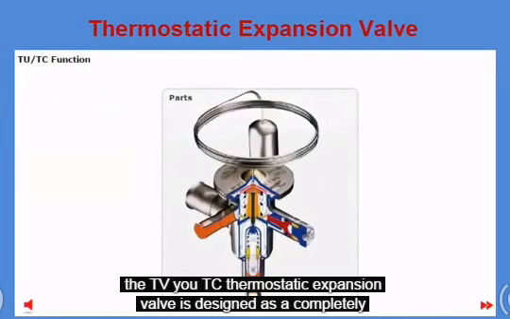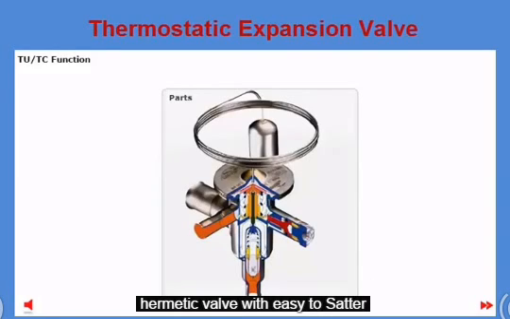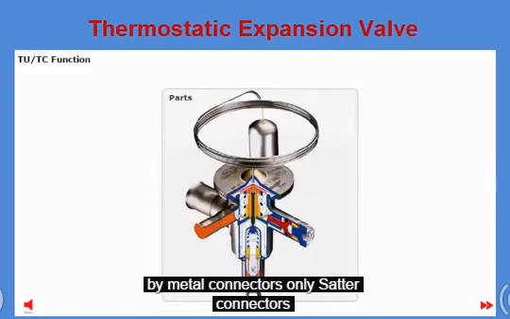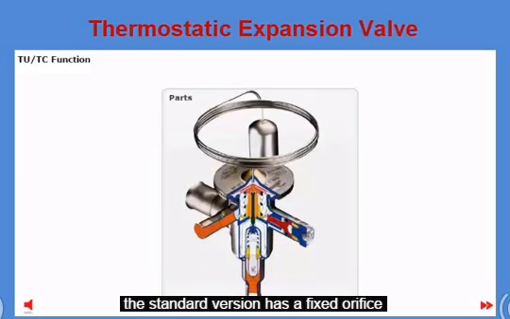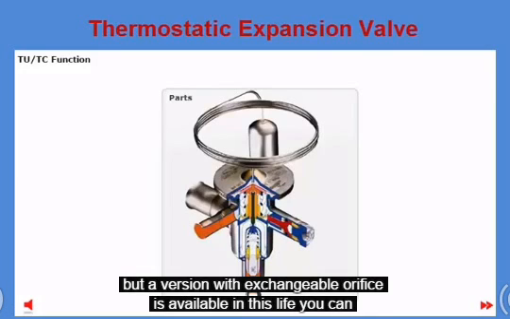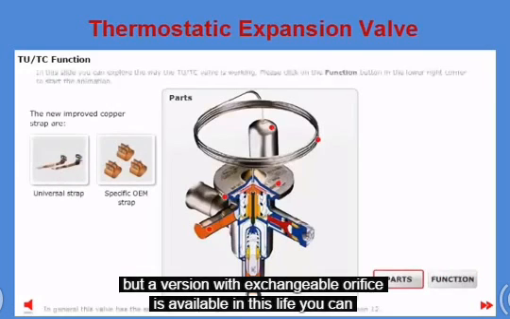The TU-TC thermostatic expansion valve is designed as a completely hermetic valve with easy-to-solder bimetal connectors. Only solder connectors are available. The entire valve is in stainless steel. The valve was introduced to the market in 1995 and is particularly used in ice cube machines and transport refrigeration. The standard version has a fixed orifice, but a version with exchangeable orifice is available.